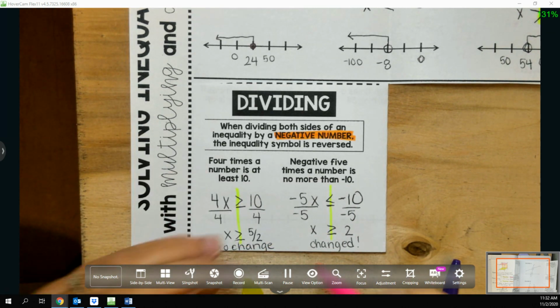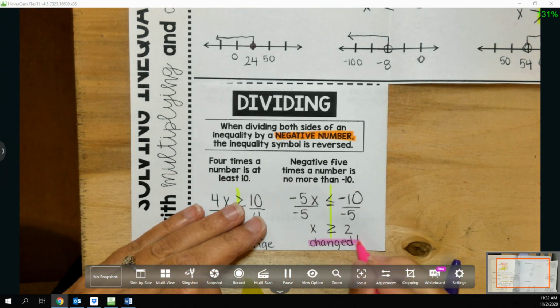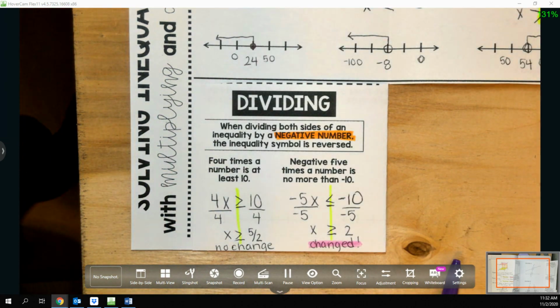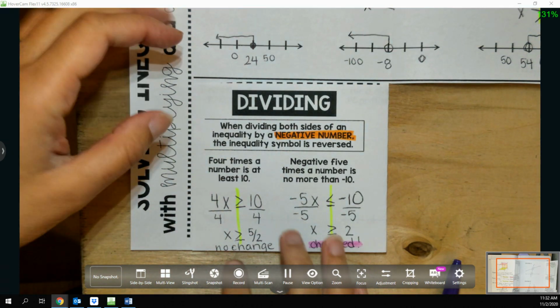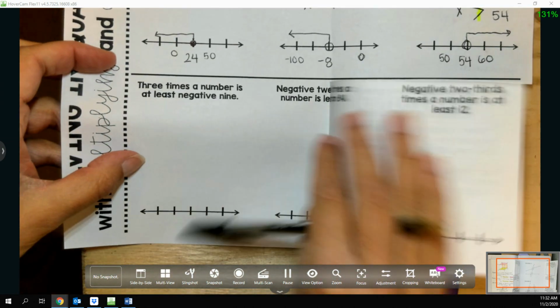Okay, so the number that goes on both sides is the only number that matters. If that number is negative, then I switch my inequality. So a couple more to try.